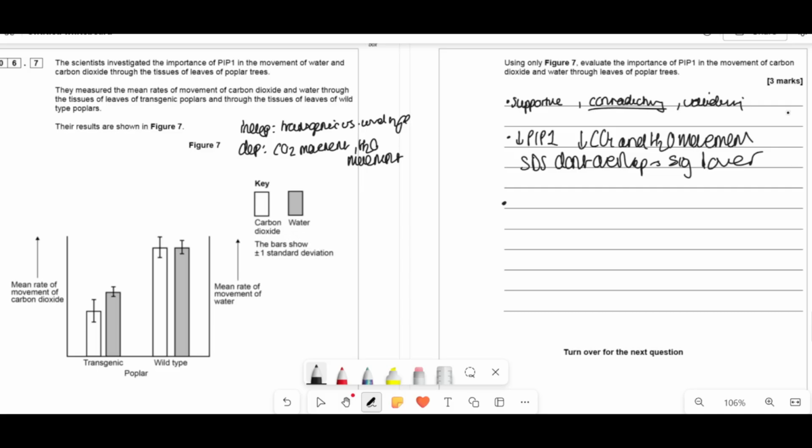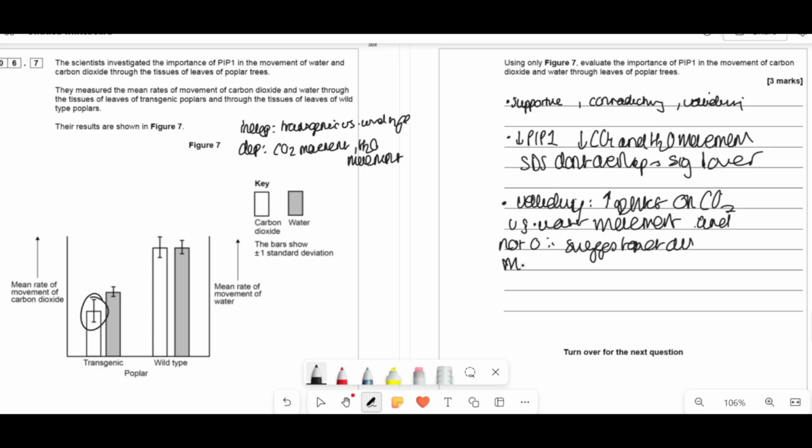However, any contradicting statements? Not really, because this is a pretty supportive result showing PIP1's importance, with movement obviously going down. But when we come to validity and issues like that, or just other quirks, you can see there's a bigger effect on carbon dioxide than there is on water for some reason. There's a bigger effect on CO2 versus water movement. And also it's not zero either. So that could suggest not all movement of CO2 and water is through PIP1.